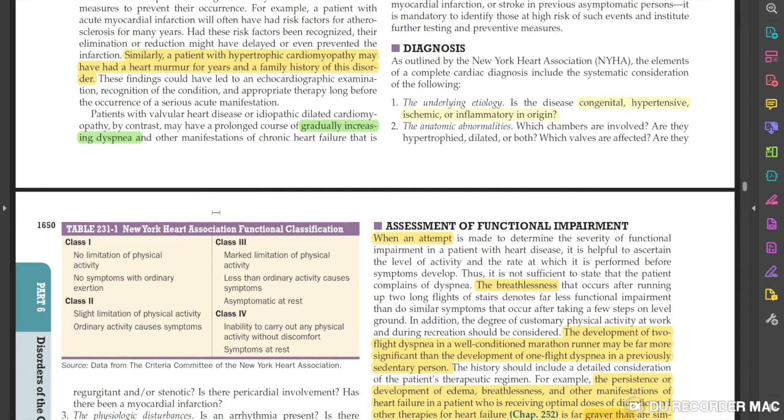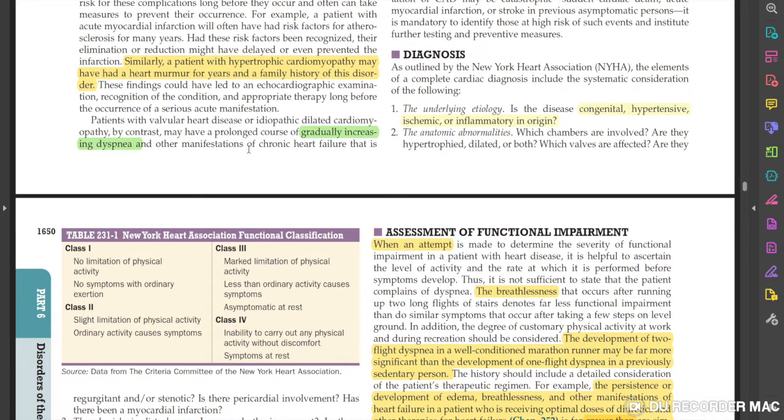Now, the patient with valvular heart disease or idiopathic dilated cardiomyopathy, by contrast, may have a prolonged course of gradually increasing dyspnea. You must be knowing about the onset. Onset is of two types: sudden and gradual. So if there is gradually increasing dyspnea, that can be because of valvular heart disease.